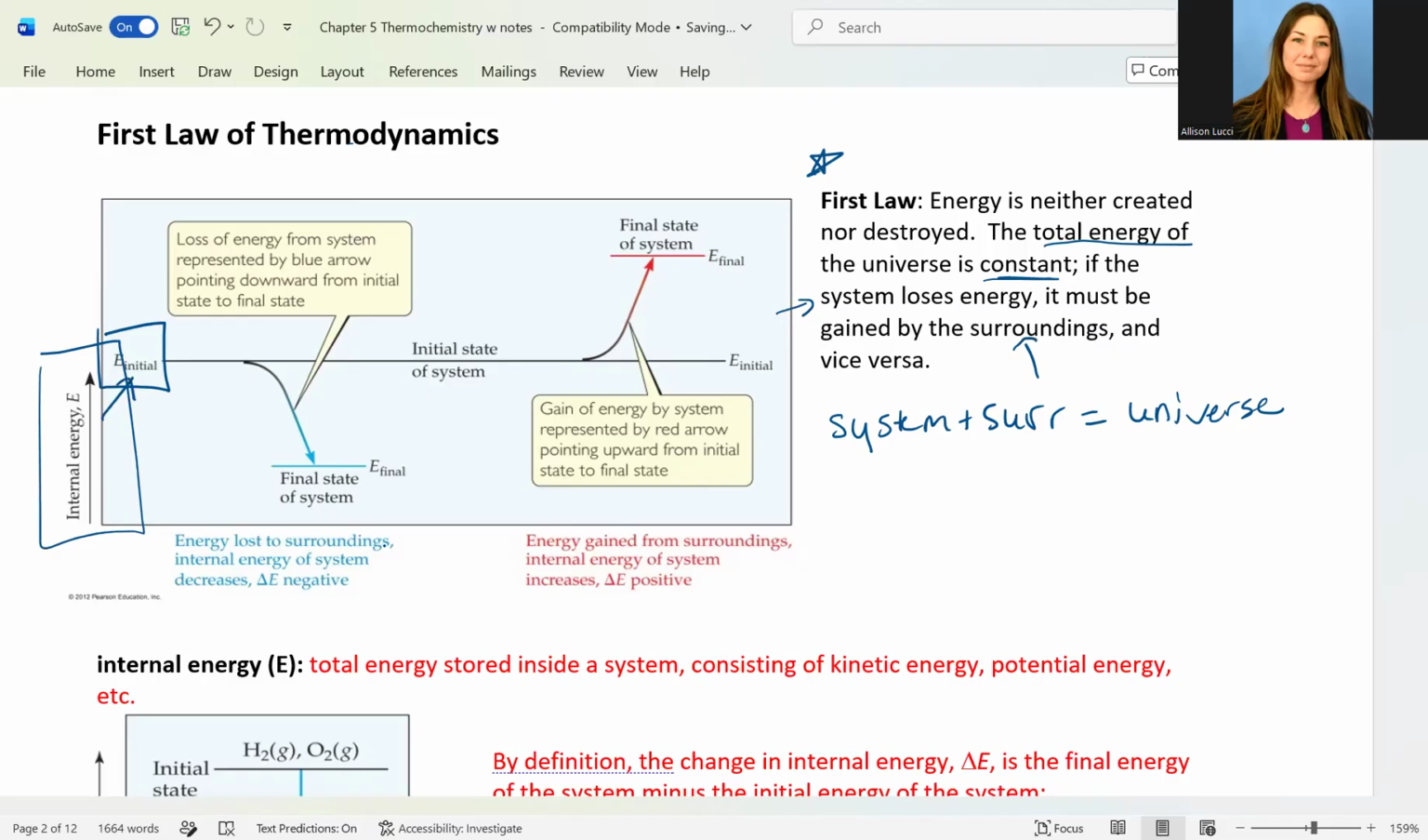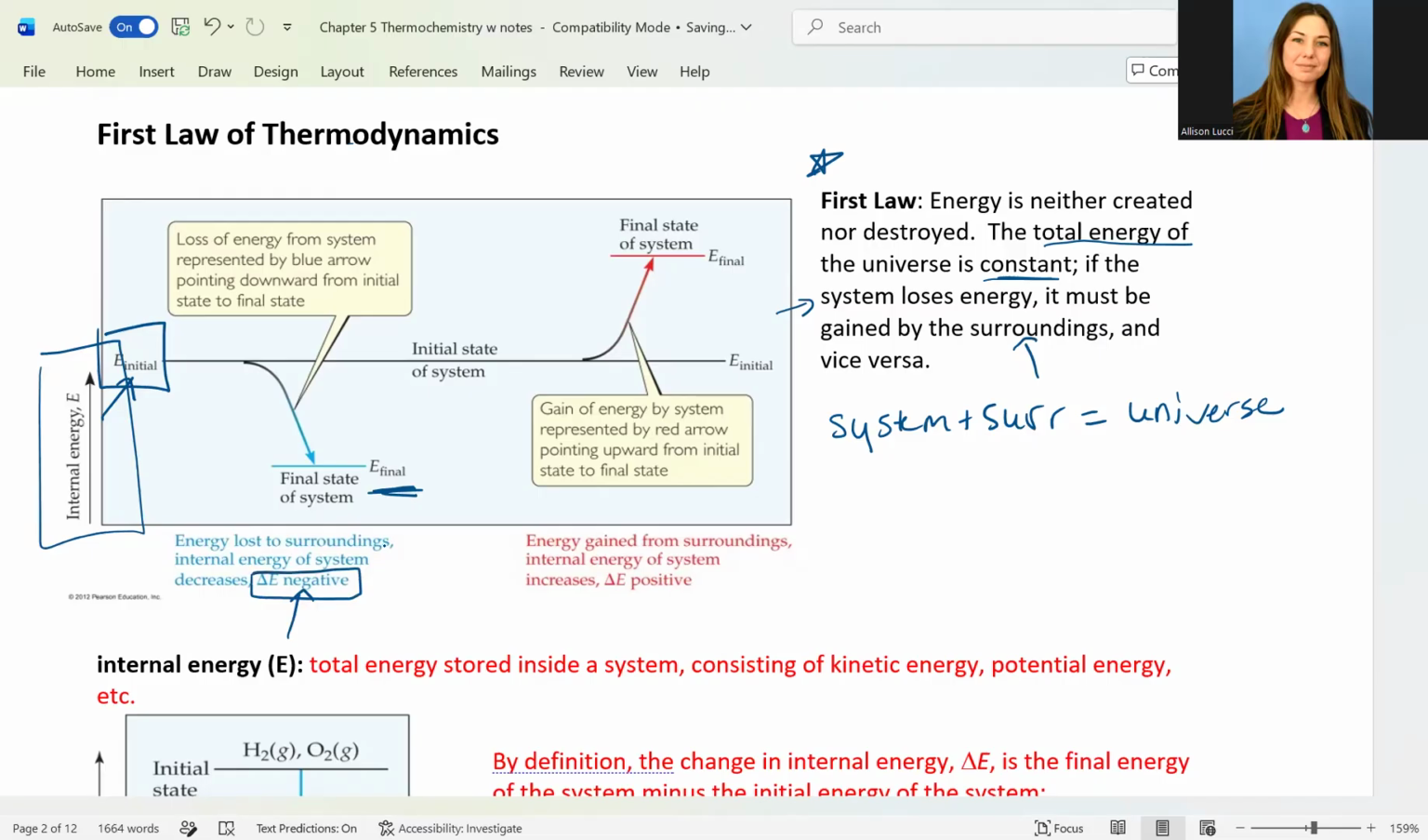So if we were to lose energy in our system, our final energy would be down here. And we would say that energy was lost to the surroundings, and the delta E of our system, always reference the system, would be negative.